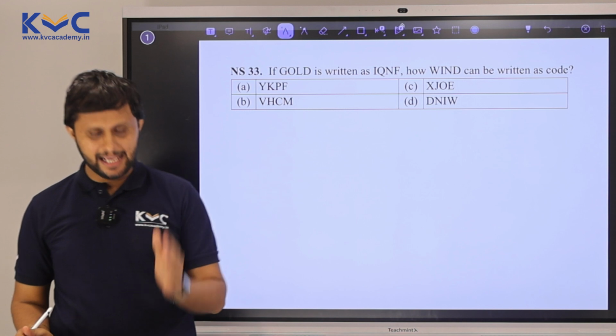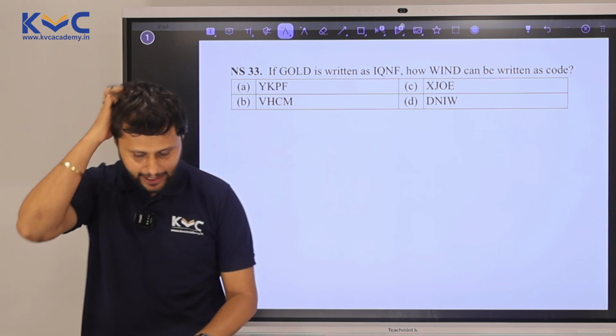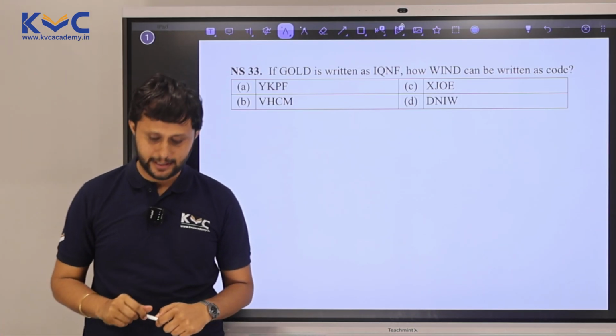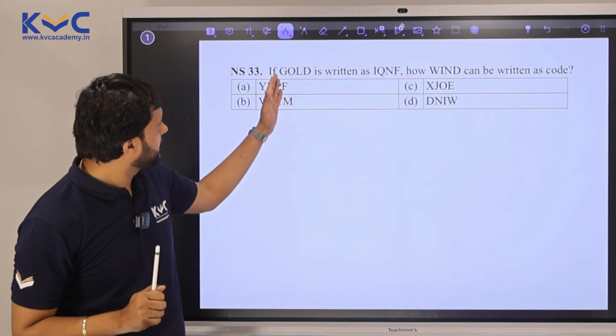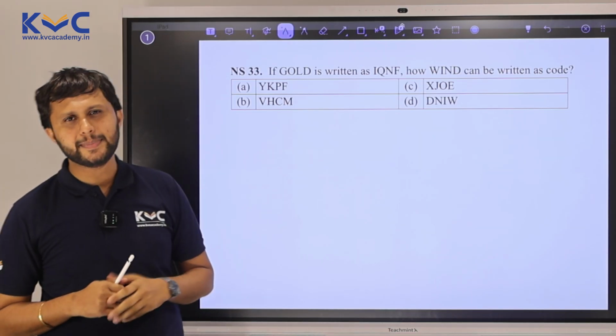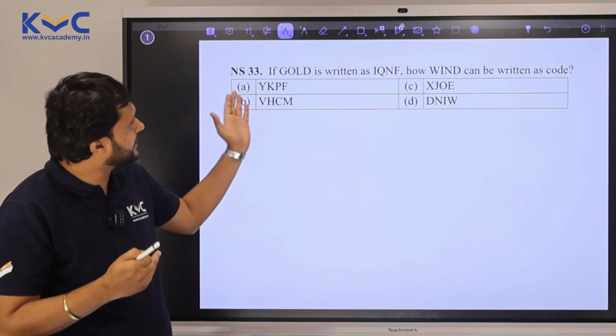Gold is written as IQNF, and wind can be coded as... Fine. So let's try to get the connection. Okay. Gold. For G we have I. Any connection between the letters? A, B, C, D, E, F, G, H, I. So it is 2 letters after that.